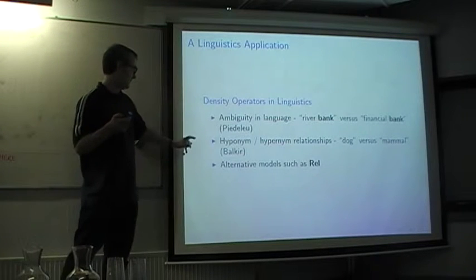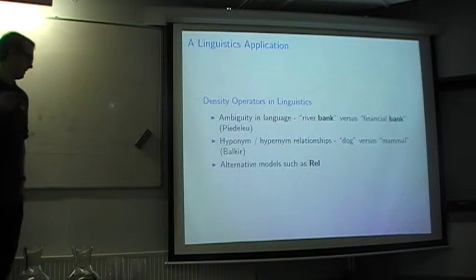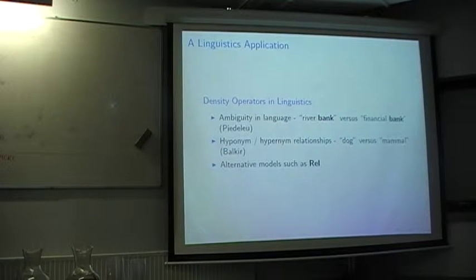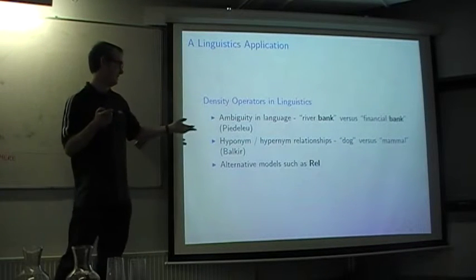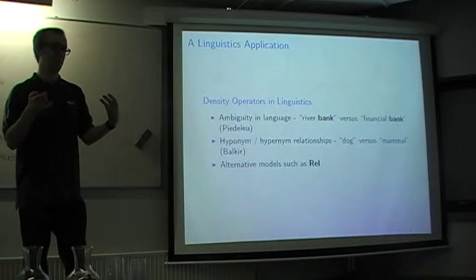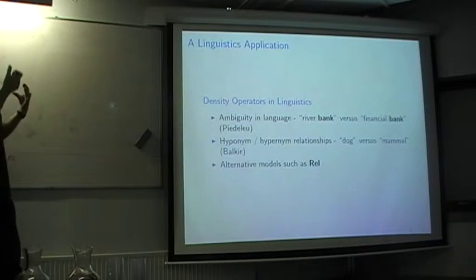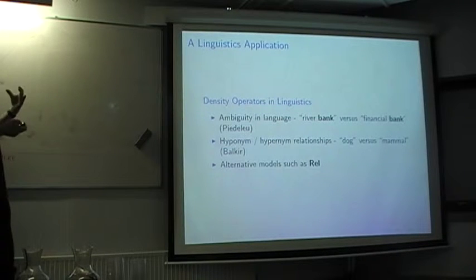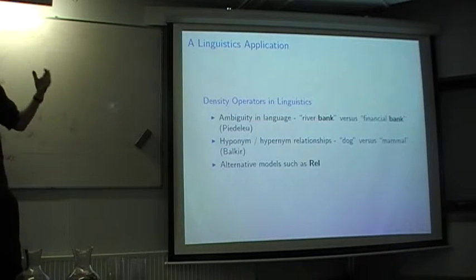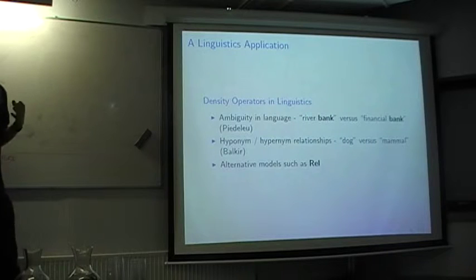A second possibility, which is due to Elsner, is to encode hypernym relationships. So that means, for those of us that didn't know what it means, which I didn't until recently, more specific and less specific words. So for instance, dog is more specific than mammal. Mammal is a sort of more general word than dog. And the idea again is to use density operators to encode that type of information.